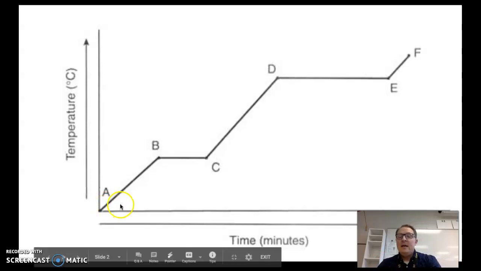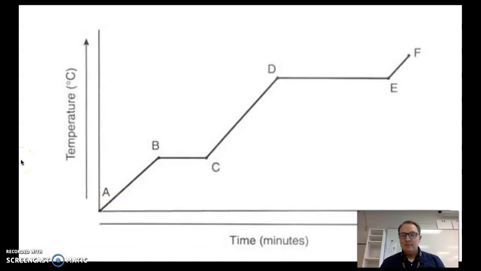All right? And a couple things I want you to notice. This graph does not even identify what we are heating up, right? This could be water. This could be motor oil. It could be gummy bears, right? We don't identify it, and that is on purpose. We want you to see the pattern first before you worry about what's actually happening.